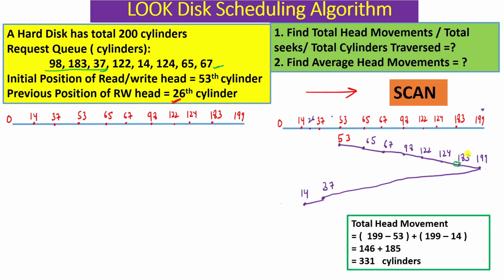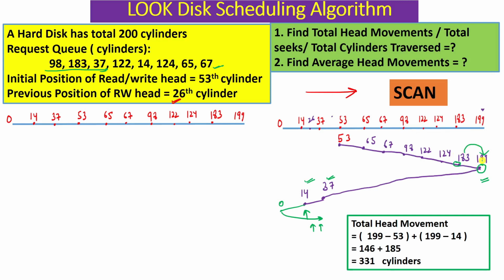But in SCAN we actually go till the last cylinder number, the end cylinder also. So after 183 we were going to 199 also, and when we come in the other direction, 37 and 14 were the pending requests. After that, if there are no pending requests, we stop here, but if there are more requests, then we will go till 0 and service all the requests in this direction. So even if 199 is not present in this request queue, we still go to the last cylinder number in the SCAN algorithm.